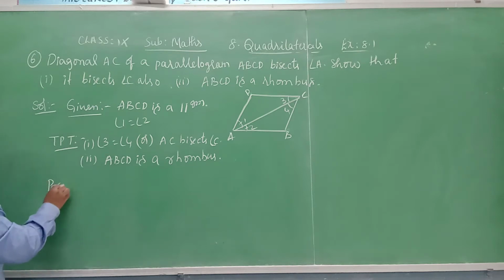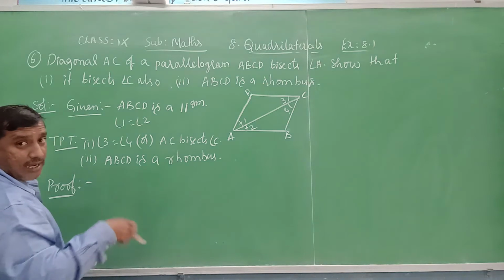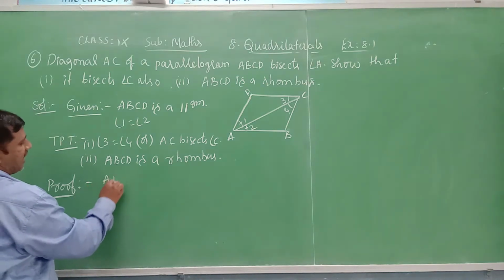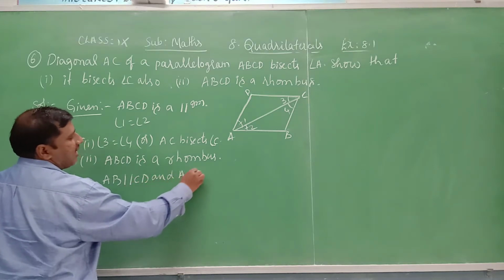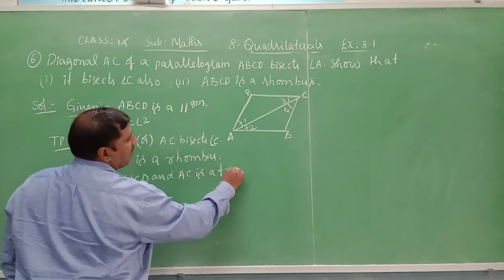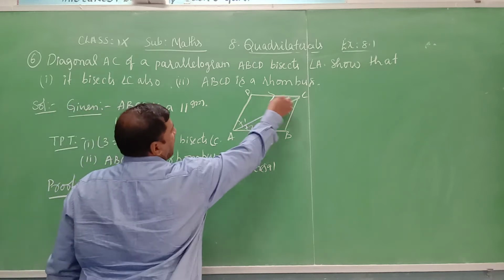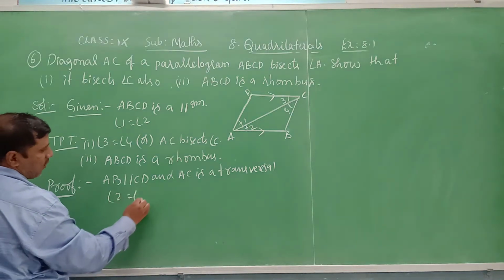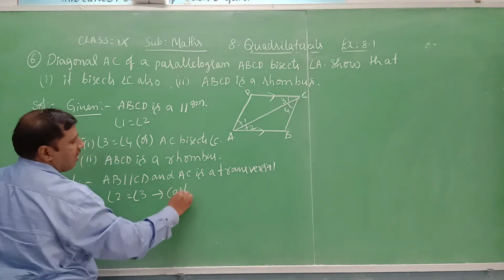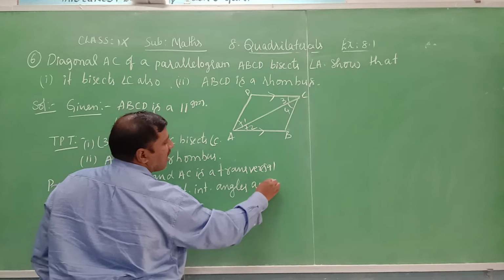Proof. Now consider that figure. It is given from the figure angle 1 is equal to angle 2 and ABCD is a parallelogram. AB is parallel to CD and AC is a transversal. So what we can say from here? Angle 2 is equal to angle 3, because alternate interior angles are equal.